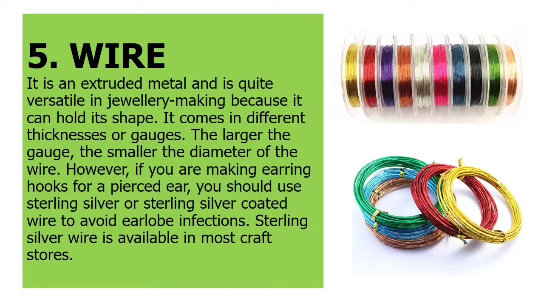5. Wire. It is an extruded metal and it is quite versatile in jewelry making because it can hold its shape. It comes in different thicknesses or gauges. The larger the gauge, the smaller the diameter of the wire. However, if you are making earring hooks for a pierced ear, you should use sterling silver or sterling silver coated wire to avoid earlobe infections. Sterling silver wire is available in most craft stores.